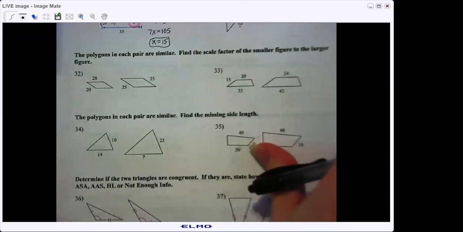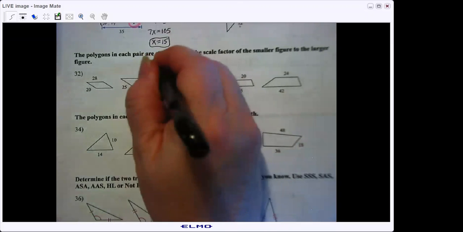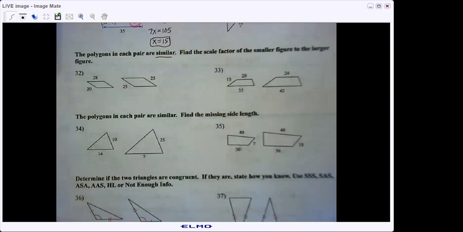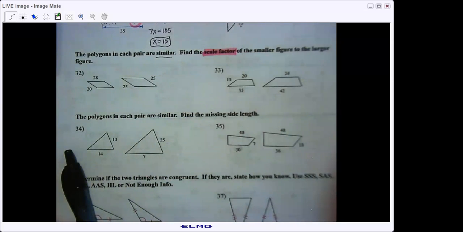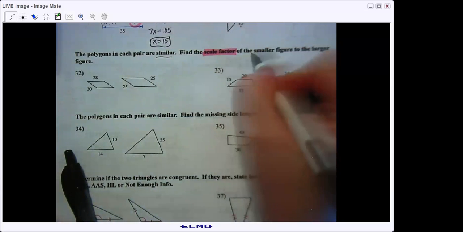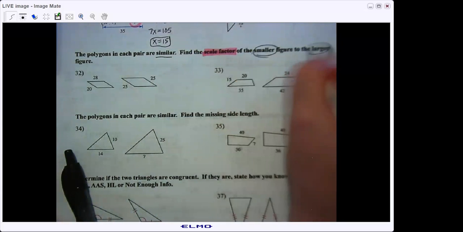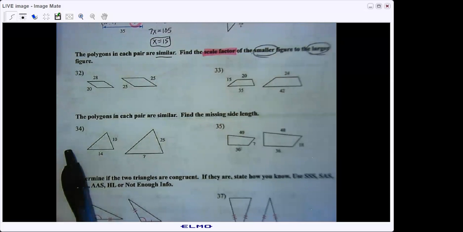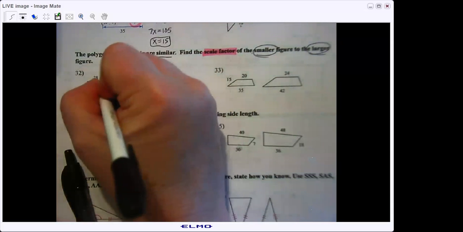Okay. So given that the pair of polygons are similar, we want to find the scale factor. We need to find the scale factor only, but they're asking us for the smaller figure to the larger. It means the smaller one has to go on top, the larger one has to go on the bottom. Okay, so the first thing that I would suggest you do is identify the smaller and the larger.